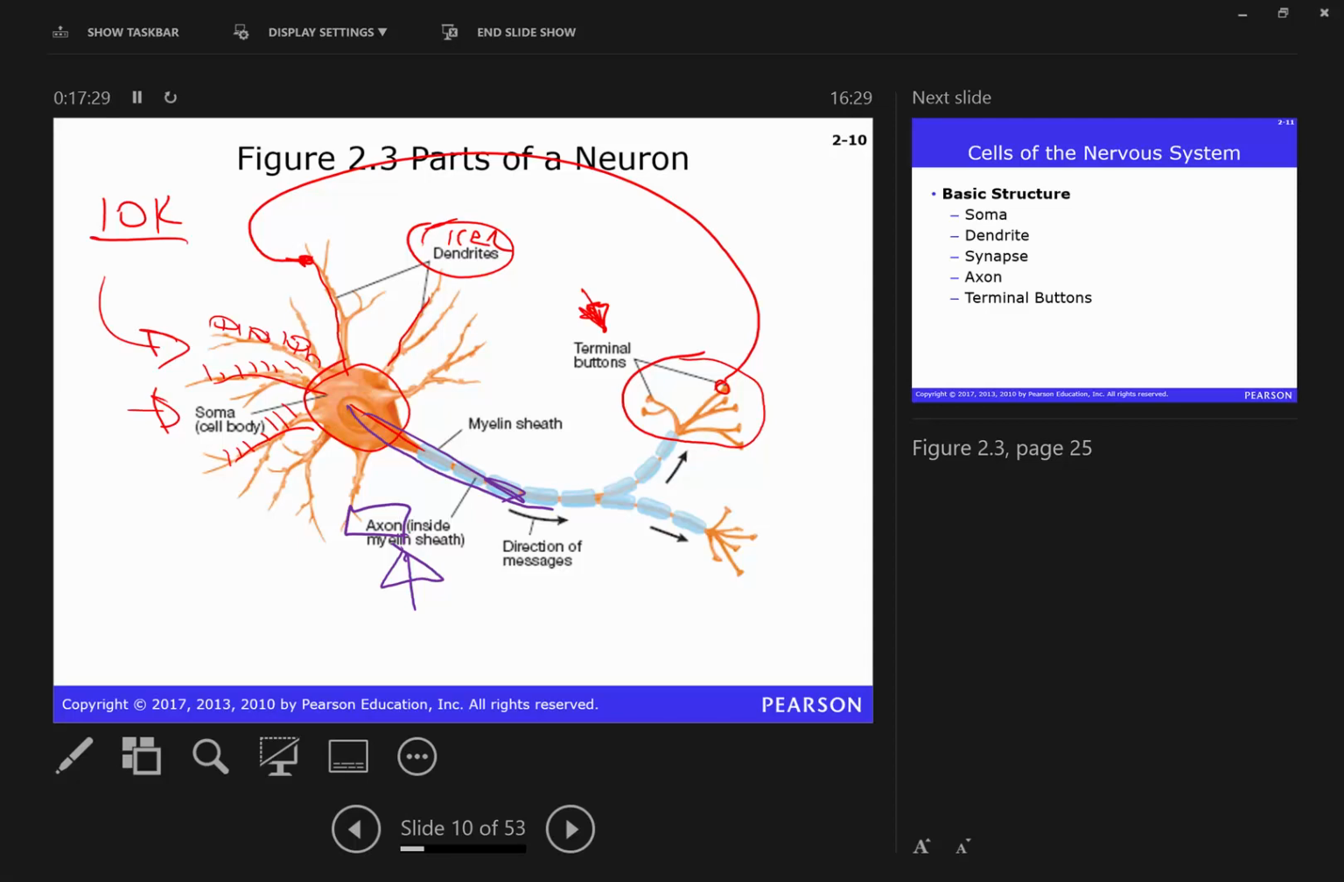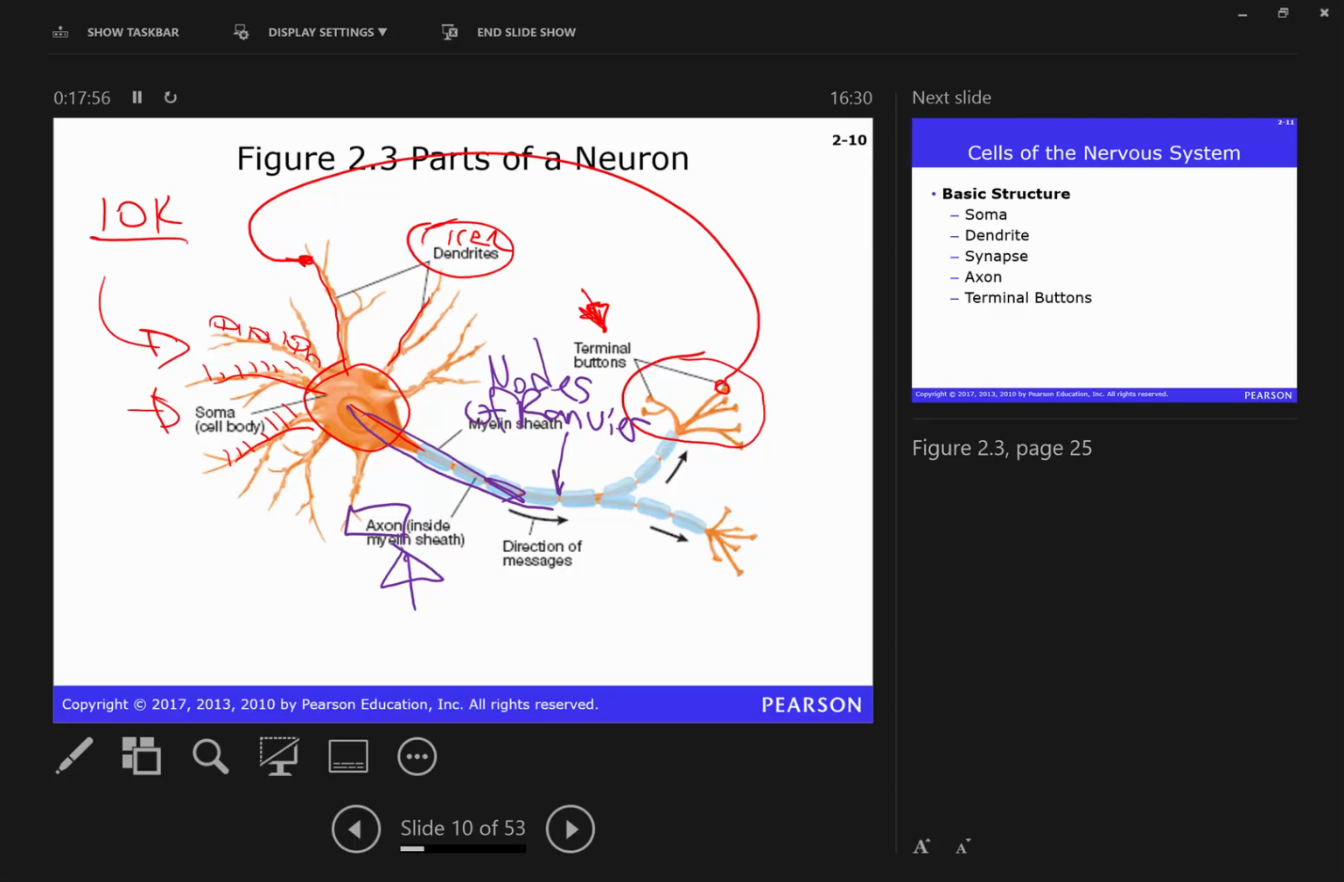In between, we have these little gaps. These are called nodes of Ranvier. Please do not pronounce it Ranvier. Anybody heard that one? Great. You're too embarrassed to raise your hands. Somebody has, I can tell. It's Ranvier. He was a French Canadian. That's how you get the pronunciation.